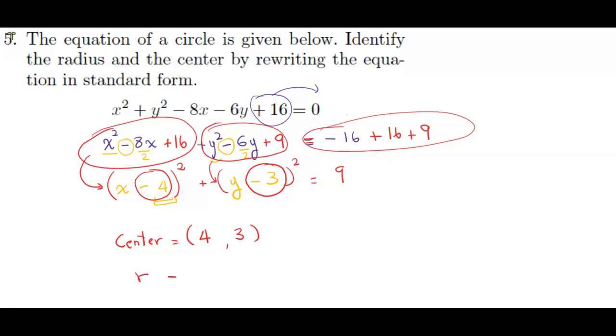And the radius r is going to be the square root of whatever number you have here. Alright, that's the square root of 9, and this is going to be 3. And that's basically it. That's all. This is your answer, guys.